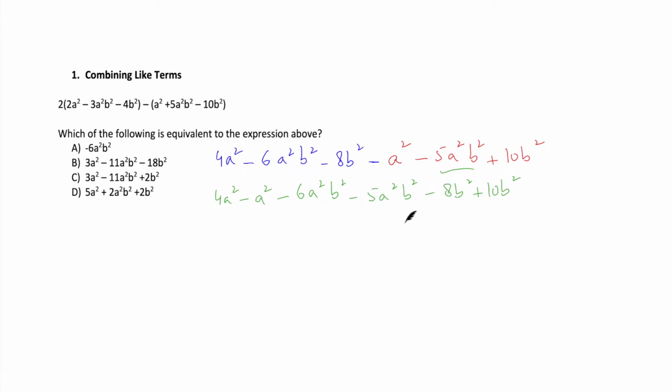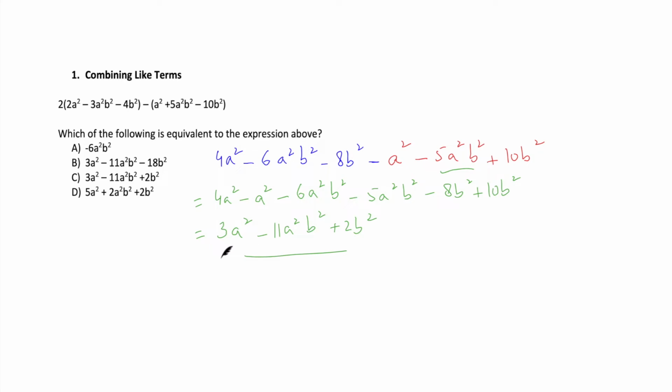Now you need to do the simple math. 4a squared minus a squared is basically 3a squared. Minus 6a squared b squared minus 5a squared b squared is basically minus 11a squared b squared. And minus 8b squared plus 10b squared is basically plus 2b squared. This is your answer. As I said, you just have to be careful with the calculation, and that's it.